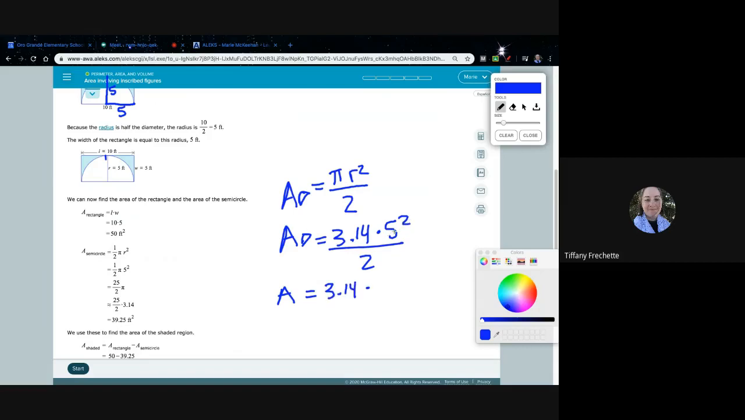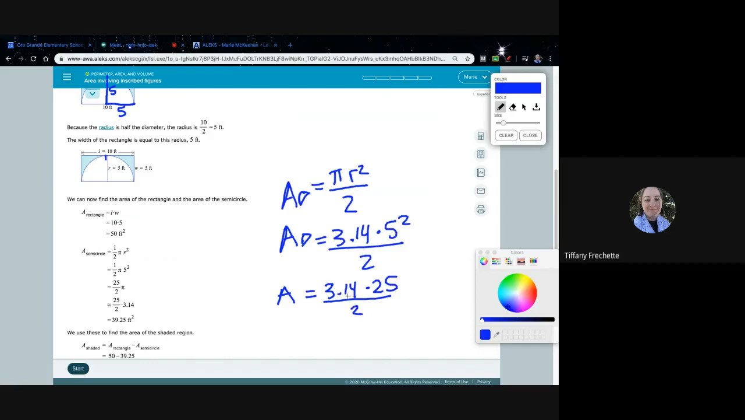Make sure you do your exponent first because order of operations says parentheses, exponents, multiplication and division, addition, subtraction. Exponents come before multiplication and division. So I have to do my exponent before I can multiply by 3.14. So 5 times 5 is 25. That's what an exponent means. We still have divided by 2.